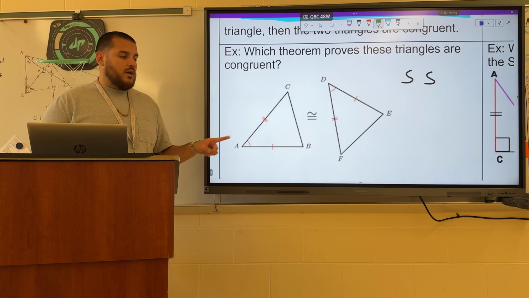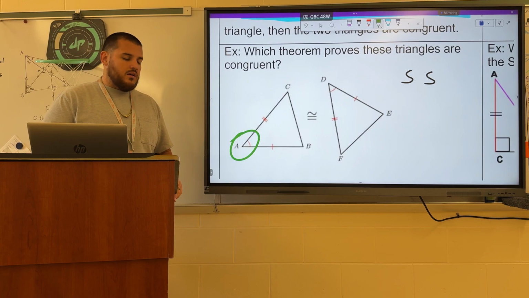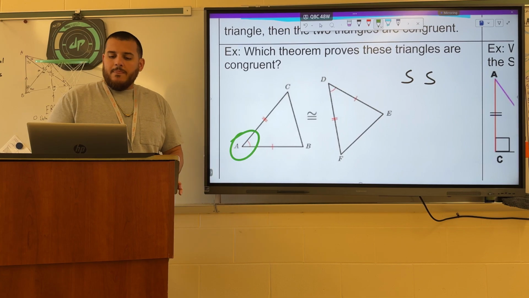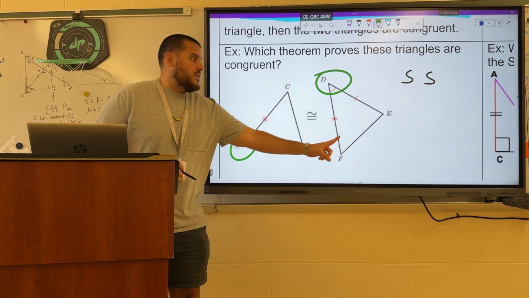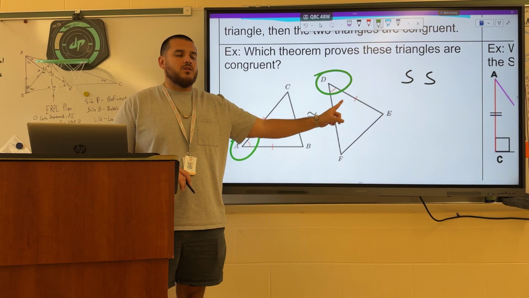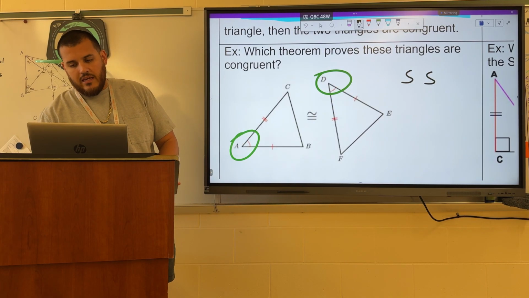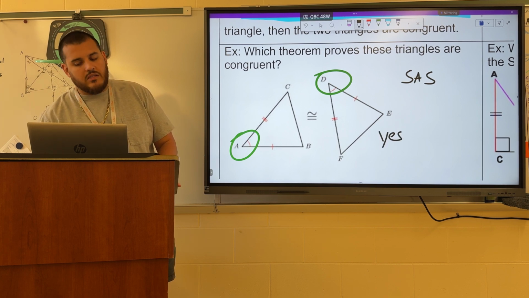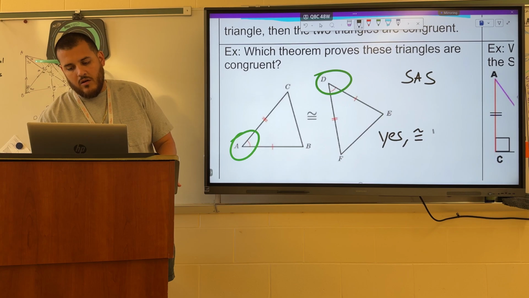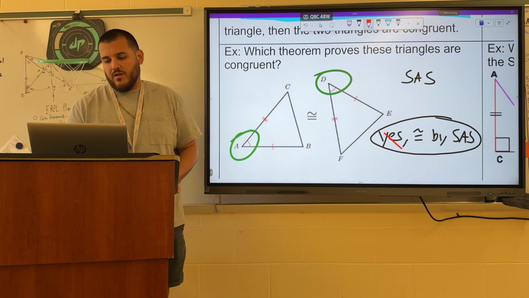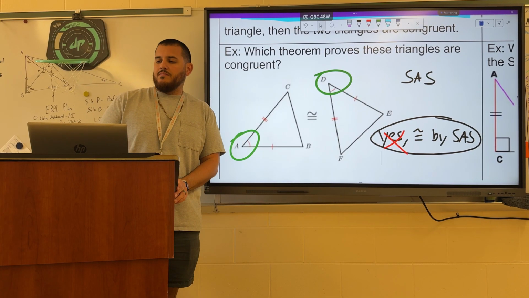So the included angle of triangle ABC over here is angle A. That's where those two sides meet each other. And the included angle for that triangle is D. It's where those two marked sides meet each other. So the angles in between the congruent sides are congruent. That gives me that included angle. And so I have criteria for the side, angle, side theorem. And I say yes, congruent by side, angle, side. So I guess yes or no, it wasn't involved in there. Just congruent by the side, angle, side theorem.